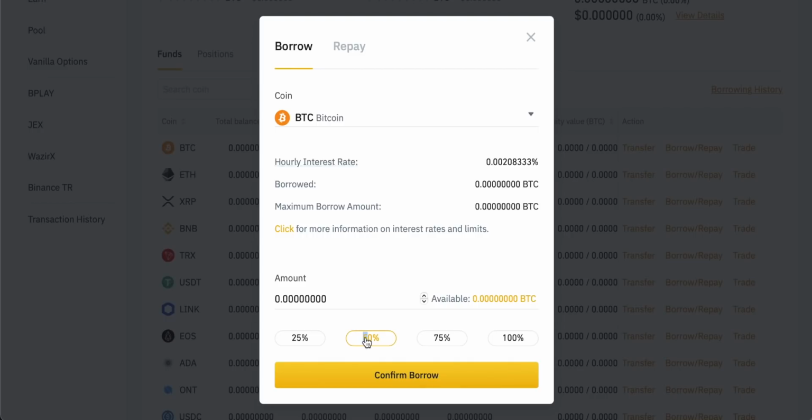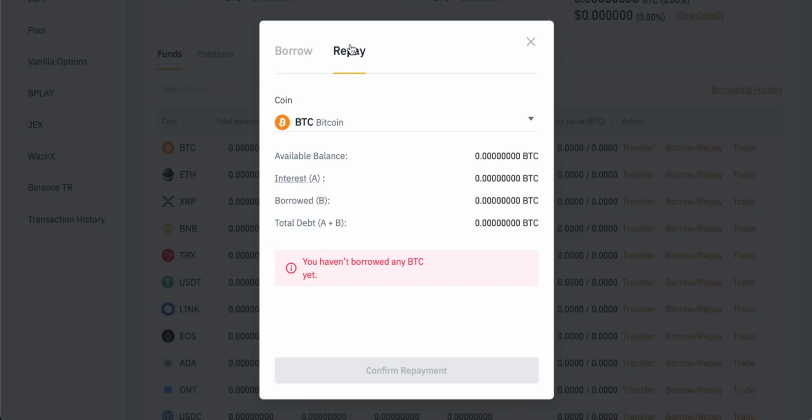Now, if you ever want to pay off some of your margin and some of your loan, you can definitely come over to repay. You can see that I haven't borrowed any Bitcoin yet, but if I did have an outstanding balance and Bitcoin lent to me by Binance, I could come and enter the amount that I want to actually put into the account to pay back, click on confirm repayment, and then what will happen is the amount of margin you have on account will decrease because you're funding more of those positions.